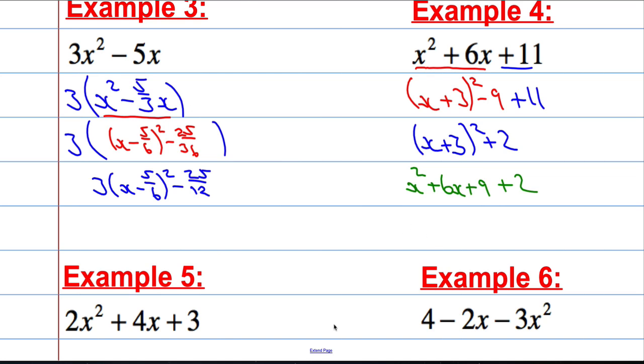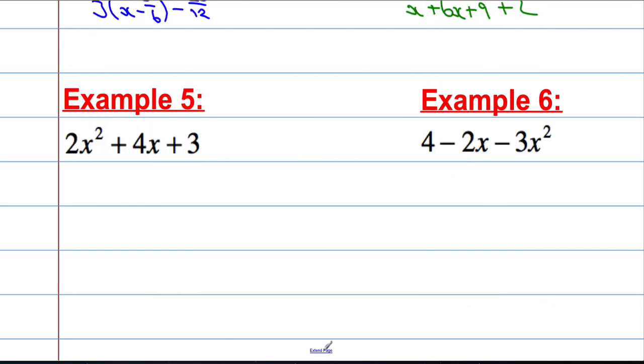Okay, example 5. Getting a little bit trickier now. Once again, just worry about the x² part and the 4x part. We can deal with the 3 a little bit later. So, the first thing is I've got a 2 in front of the x², so I'm going to factor that out. And that leaves me with x² + 2x. And then we still have the 3 at the end.